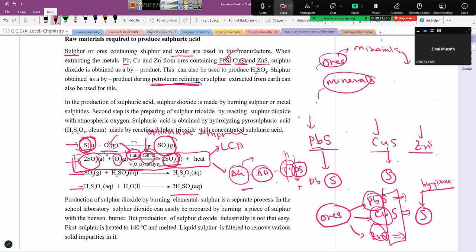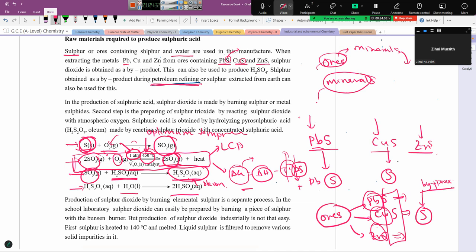Now SO3 gas is again used with H2SO4. You see here, for the production of sulfuric acid, we require some amount of H2SO4 initially. If you want to produce a large amount of sulfuric acid, we need a little amount of H2SO4 as a raw material, right? So SO3 is again used with H2SO4 to produce this substance. This is called oleum, H2S2O7. Again, this oleum is dissolved in water to produce H2SO4.